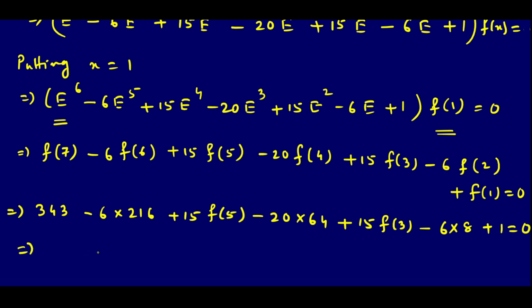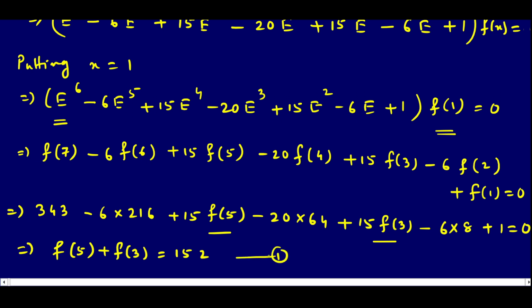Okay, so except f of 5 and f of 3, all the other values we know. So let us solve it. After solving, you will get f of 5 plus f of 3 equals 152. Do the calculation by yourself. Exactly this one you will get. Let it be equation number 1.